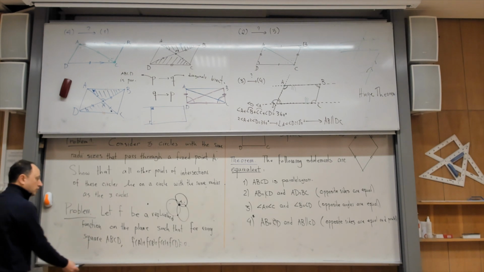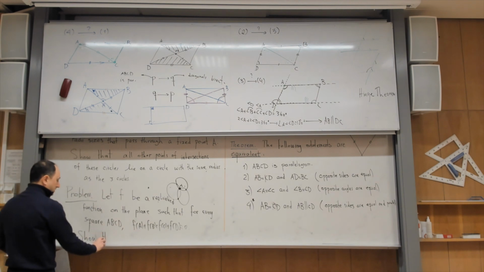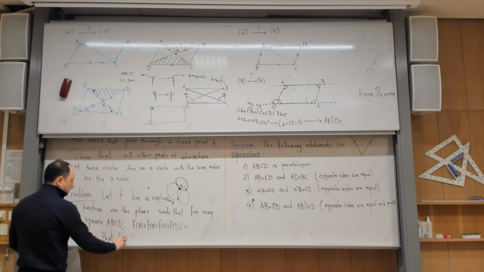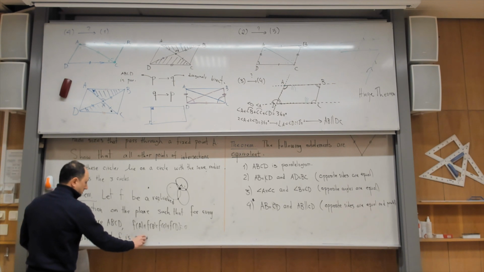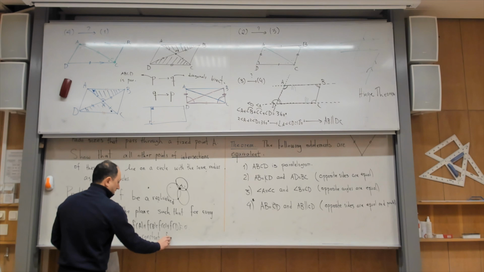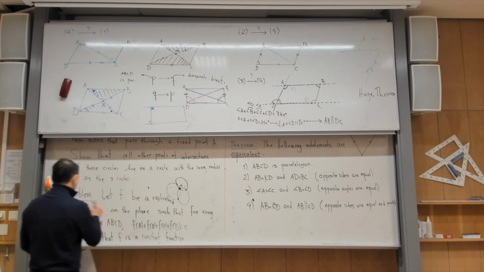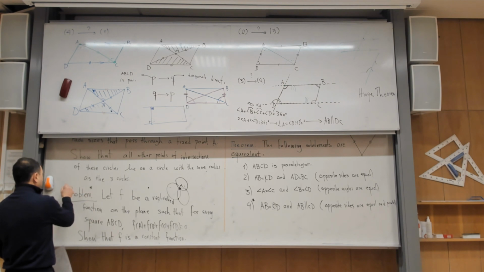Show that f is a constant function. So it's very close to the previous problem. Show that f is a constant function. If you have a little bit of a problem understanding this, you need to check the previous video.